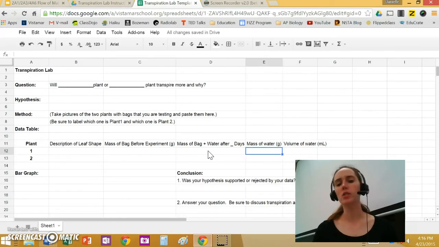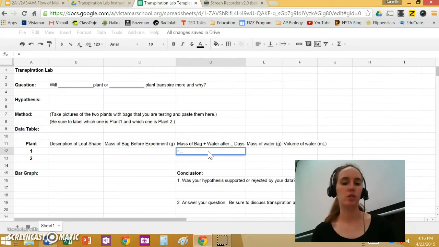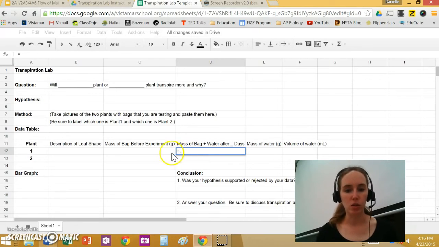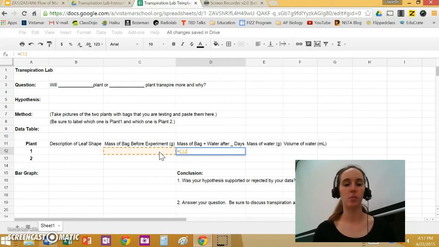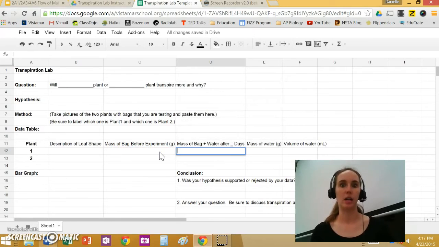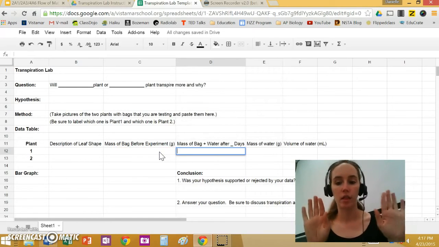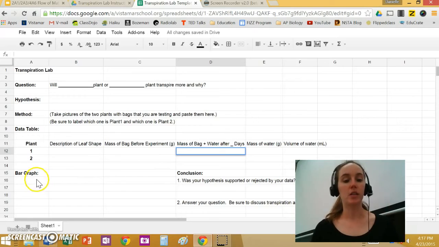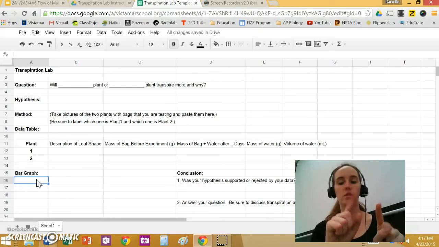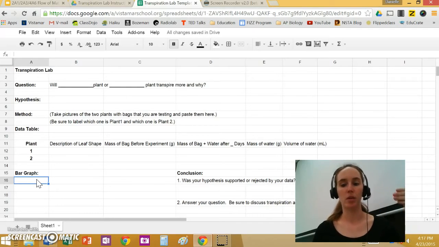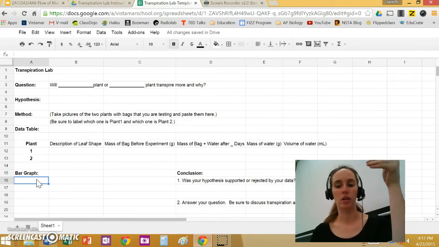If you want to have them put in the little functions, like equals that plus whatever, instead of just calculating on their own and typing it in there, that's fine. Then they'll need to make a graph. It'll just be a simple bar graph with two bars, sunny plant and shady plant, and the milliliters on the y-axis.